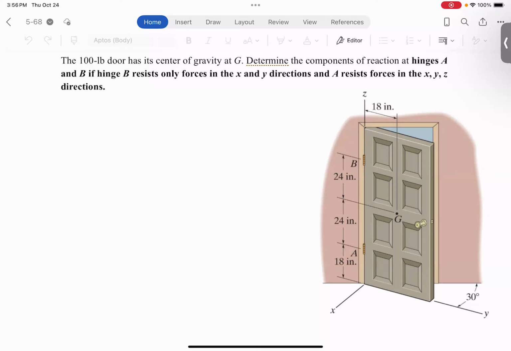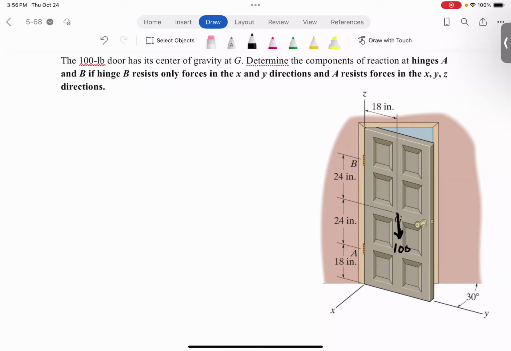So we have a 100-pound door, which is being supported with two hinges at A and B. So it's a uniform door, so the weight will go right through the center of gravity. So I'm going to put my weight here. I'm going to draw the free body diagram of this guy. So 100 pounds right through the center.